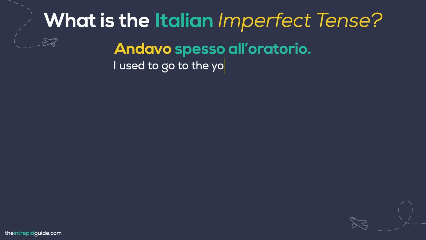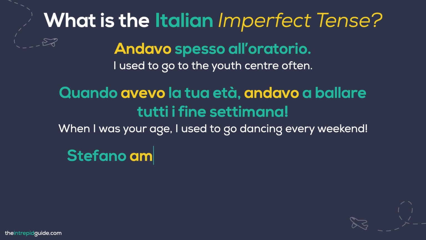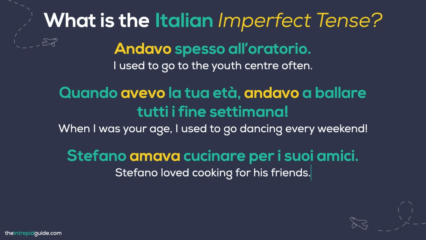Here are some examples. Andavo spesso all'oratorio. I used to go to the youth centre often. Quando avevo la tua età, andavo a ballare tutti i fine settimana. When I was your age, I used to go dancing every weekend. Stefano amava cucinare per i suoi amici. Stefano loved cooking for his friends.